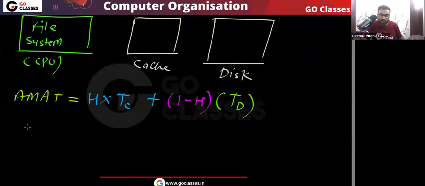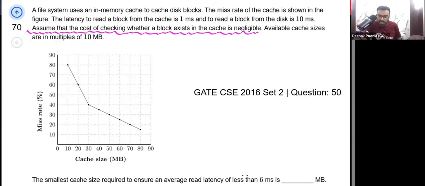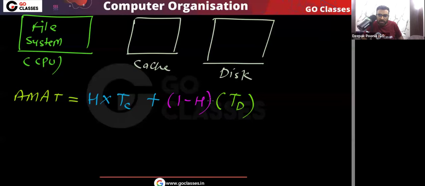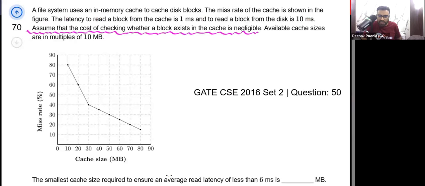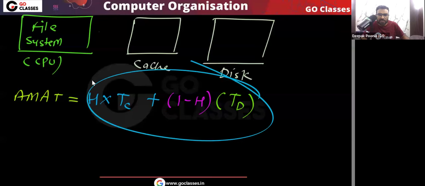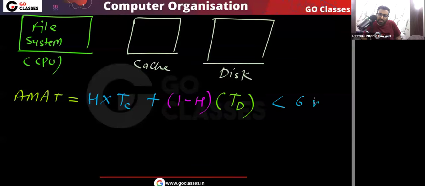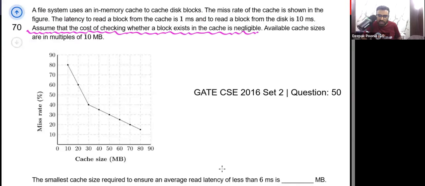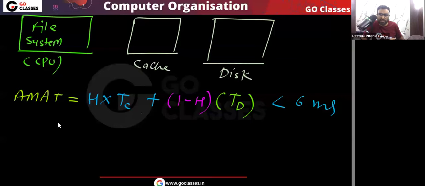So here the question is saying that average memory access time should be less than 6 millisecond. So remember, this entire value should be less than or equal to 6 millisecond. You can see here that the average latency for read should be less than 6 millisecond. Okay, so this is the equation we got.